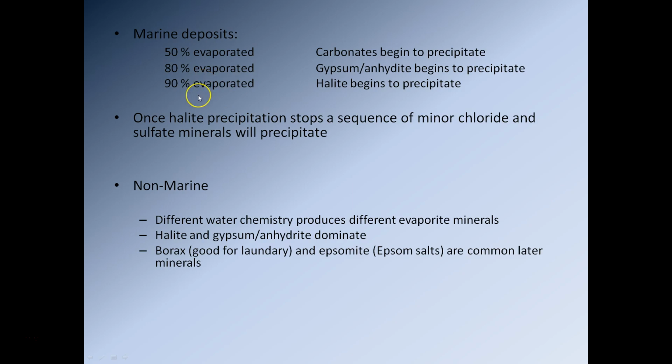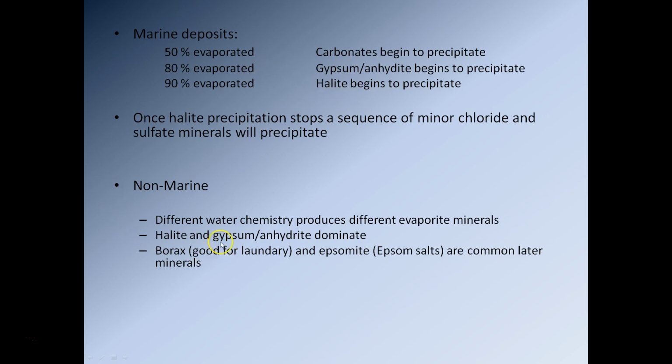Now, because fresh water has a different chemistry compared to marine water, the evaporite minerals you get will be different. So in the case of a non-marine lake, halite and gypsum will dominate. You'll have slightly less carbonate dissolved in fresh water, and so when the water begins to evaporate away, you won't get that much carbonate being deposited. Instead, you'll have gypsum and halite being the most dominant minerals.